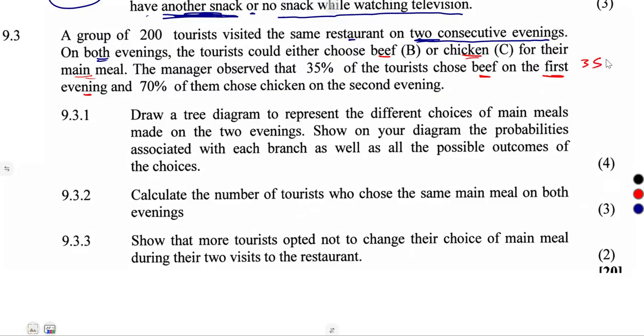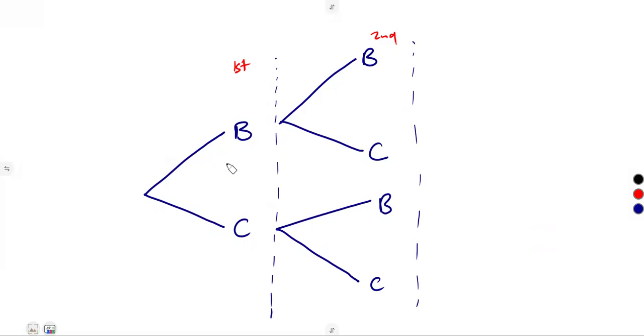35% means 35 over 100. That's 0.35. It's a probability that we are given there. So we are given that 35% of the tourists chose beef on the first evening. So this is the first part, the first evening. The beef was 35%, meaning as a decimal probability, that's 0.35. We are given that one for beef.